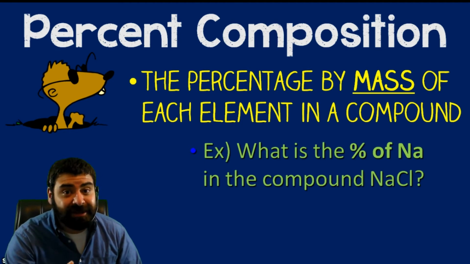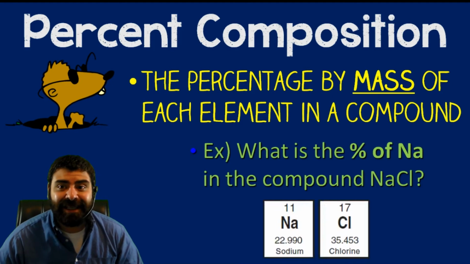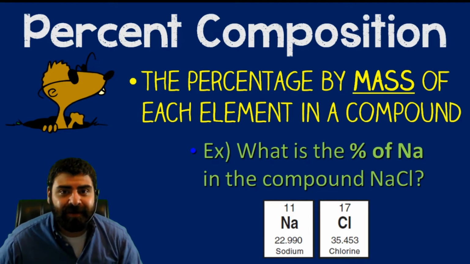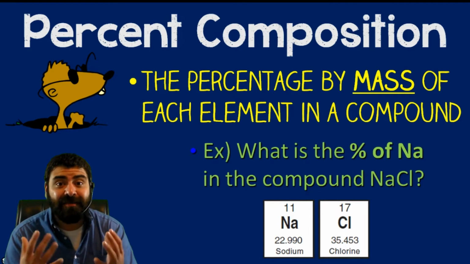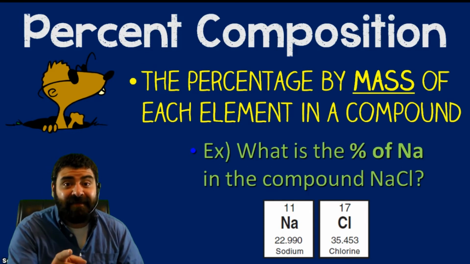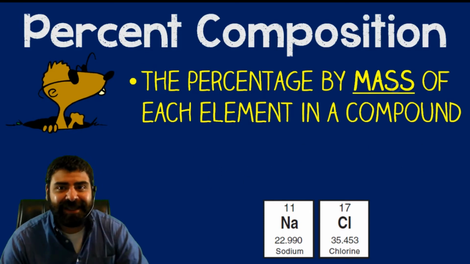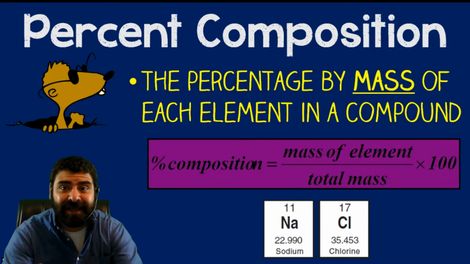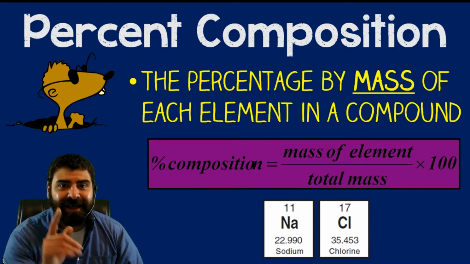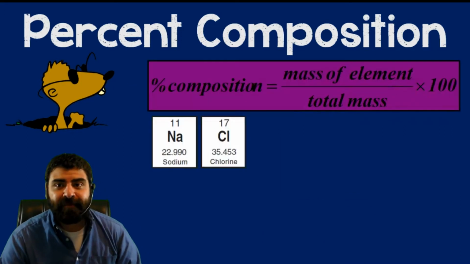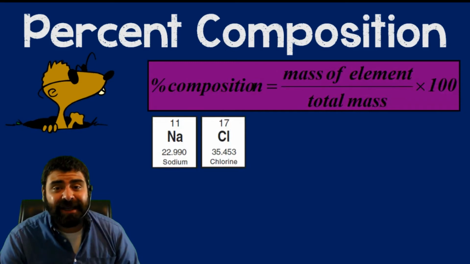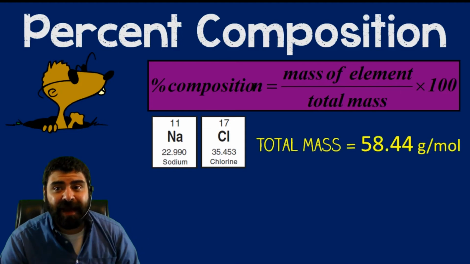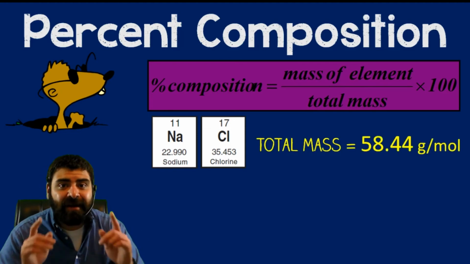But when we take a closer look at molar mass, we can see that they have two entirely different masses that they contribute. So the entire compound's total mass, half of that is not sodium. But let's look further. We see the formula for percent composition as the mass of element divided by the total mass times 100. When we apply this, we notice we have the individual elements' masses, and we need to find their total mass. That's 58.44 grams.